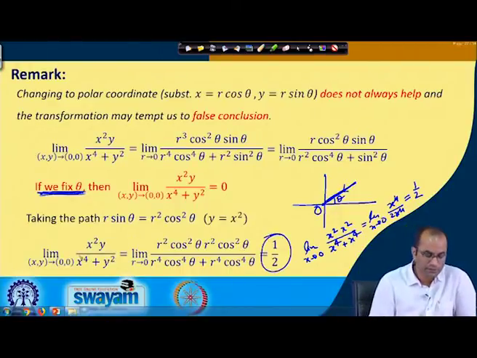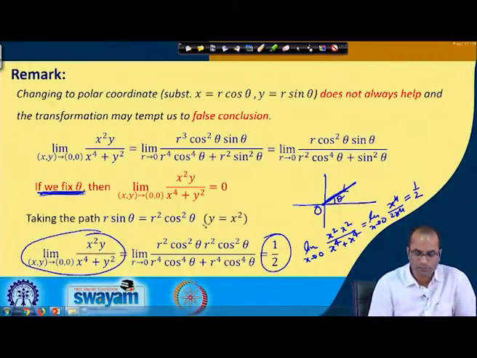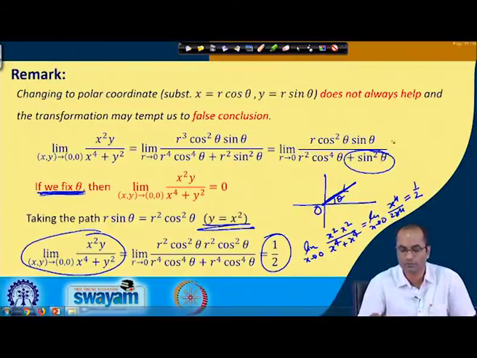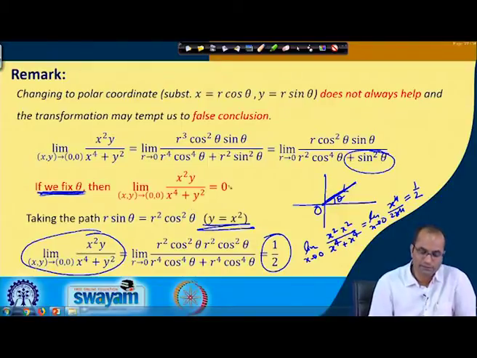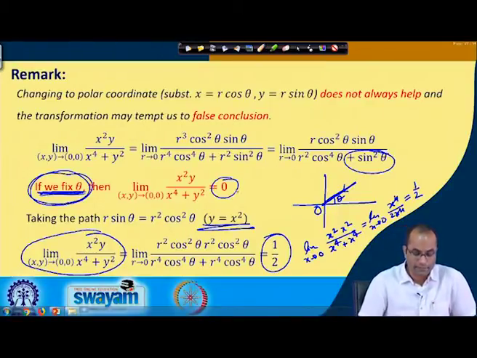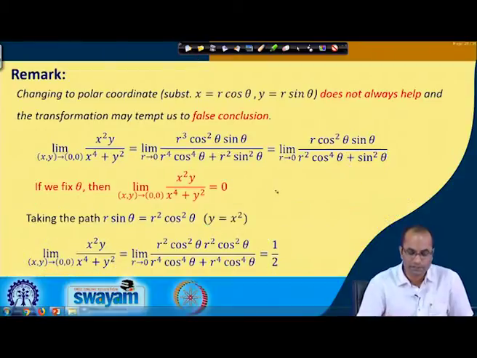So, this is the limit in this case along this particular path. While by not looking closely, we could have made the mistake of taking the limit as r goes to 0 and saying this limit is 0. But this is not the case. It is indeed 0 if we fix this theta, but we have anyway seen that by taking this path the limit is half. So, the limit does not exist in this case.